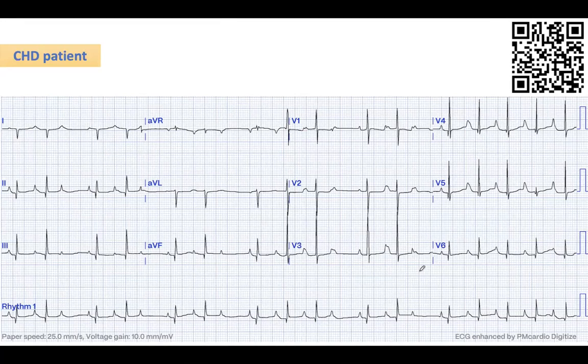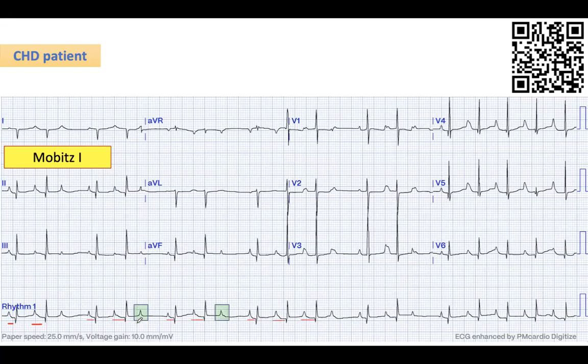It looks like a second degree heart block. You're seeing prolonging of the PR interval before a dropped beat. Okay, excellent. So there is a gradual PR prolongation and then dropping, right? Gradual PR prolongation and then dropping. Okay, so that's also called Mobitz 1, right? So Mobitz 1, which is a type of second degree heart block. It's a very nice example of Mobitz 1 in a congenital heart disease patient.